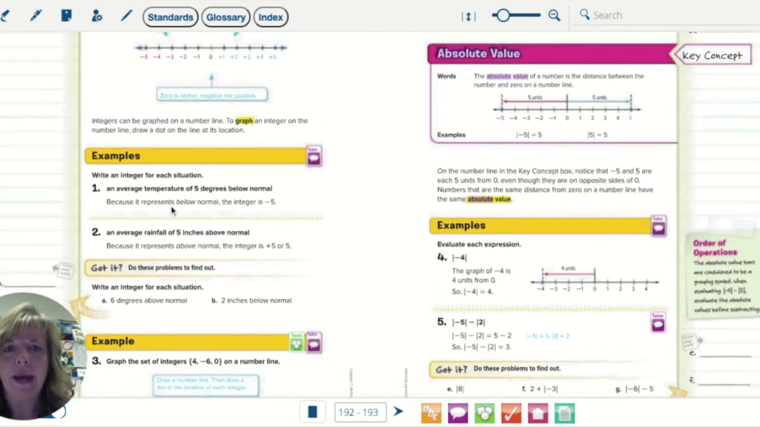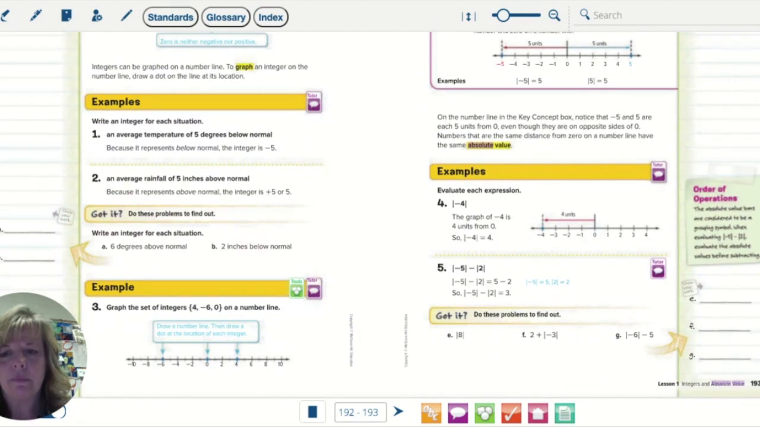So now we're looking at the vocabulary that goes along with the numbers. An average temperature of 5 degrees below normal. So I want you to envision where 0 would be on a number line. And if we were below that, would that be 5 degrees positive or 5 degrees negative? It is. We represent that with a -5.